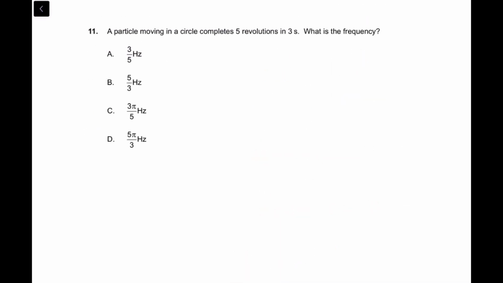So proceeding on to the next question, we have a particle moving in a circle that completes 5 revolutions in 3 seconds, right? So what is 1 revolution? 1 revolution is nothing but 2 pi radians, right? So that means 5 revolutions would mean how much? 10 pi radians. Simple multiplication, 10 pi radians, right?